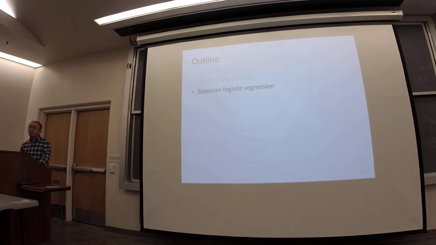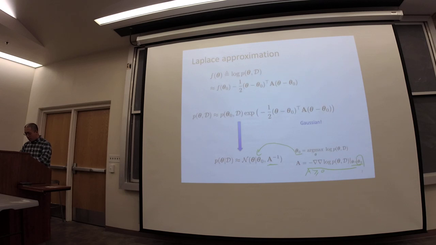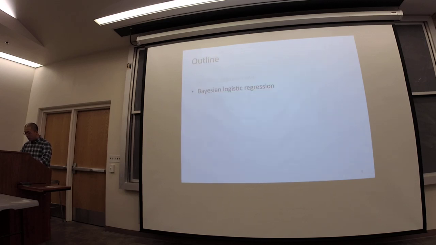Any questions so far? Log of the joint probability. Joint probability to calculate the mean and the Hessian here. So, should we take an exponential to get the right approximation of the joint probability? Oh, that's weird. No, I'm not approximating the log of the joint probability. I'm approximating the true posterior.